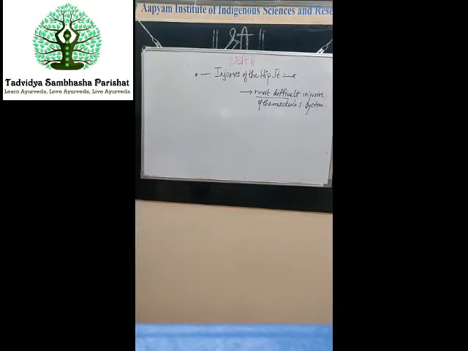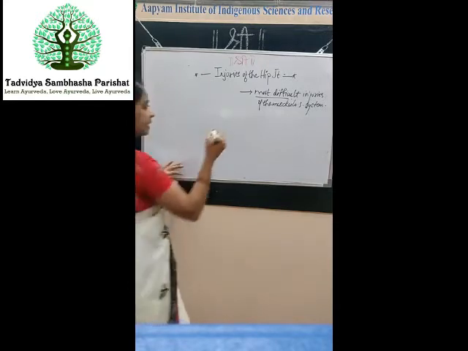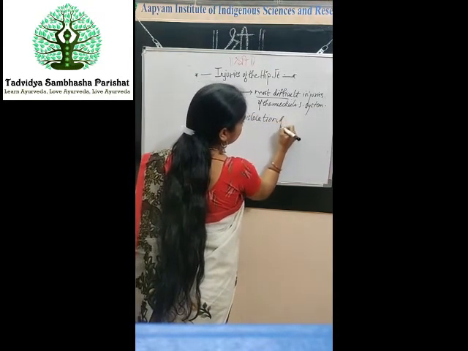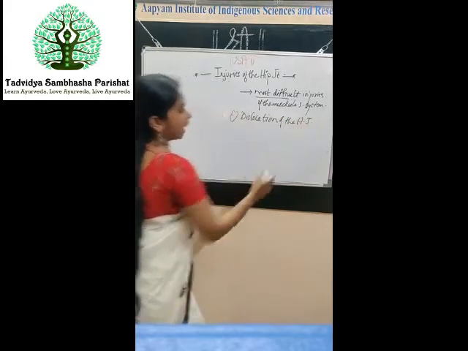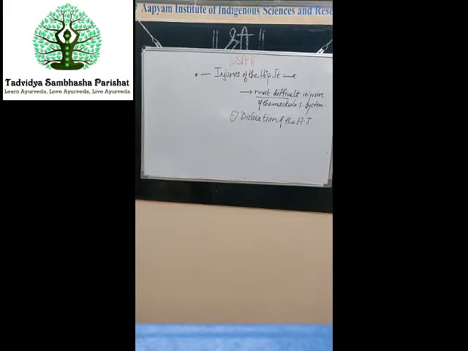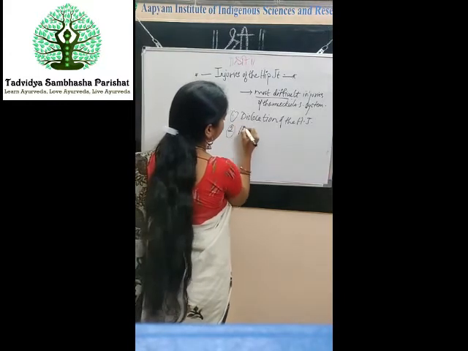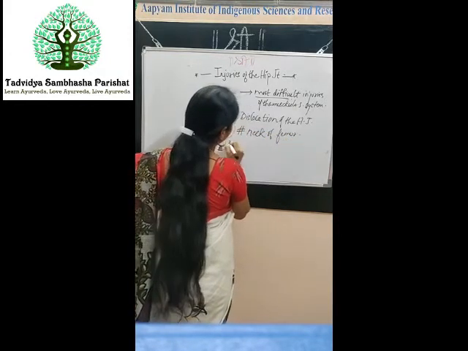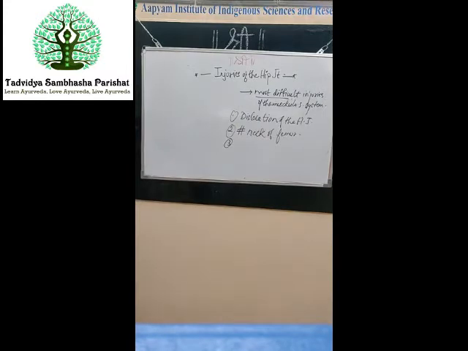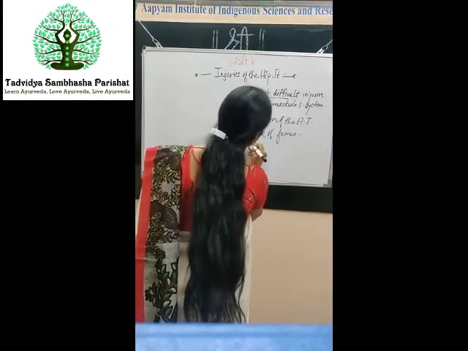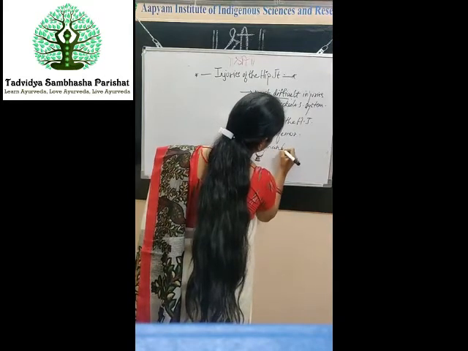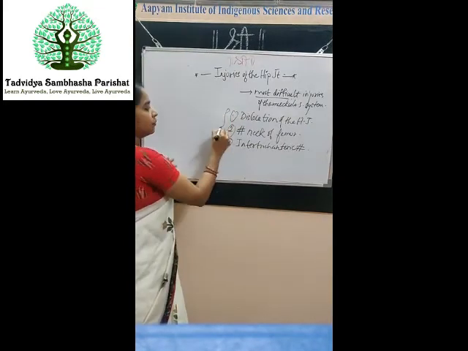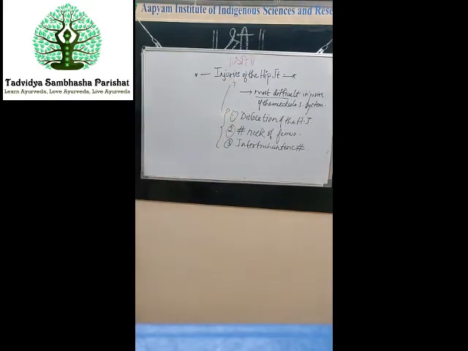Of the various injuries of the hip joint, first we have the dislocation of the hip joint. Next, we have fracture of the neck of the femur, and the third is the intertrochanteric fracture. So these three form the basis of the injuries around the hip joint that we will be dealing with today.